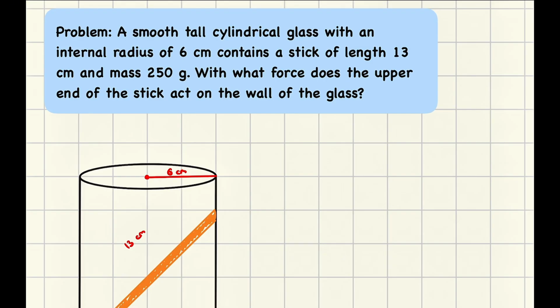Okay, so our problem is: a smooth, tall cylindrical glass with an internal radius of 6 centimeters contains a stick of length 13 centimeters and mass 250 grams. With what force does the upper end of the stick act on the wall of the glass?